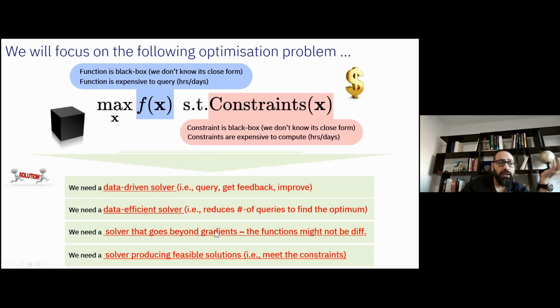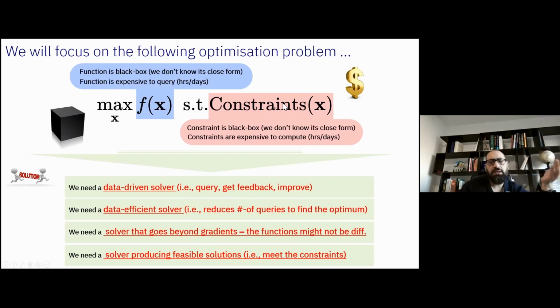I, of course, would like the solver to go beyond the gradients, because if the function is black box, it might not be differentiable. So we cannot assume that we can do differentiable stuff. So we need what we call a zero order method: gradient is first order, and we need to go zero order. And of course, we would need to be able to meet those constraints. So these are the properties I would like to get from my solver. This is a function which is a black box, expensive to query. And therefore, I would like a data-driven solution which is efficient because of the expense of querying, and also might not necessarily be differentiable, and also it needs to be feasible with respect to the constraints.